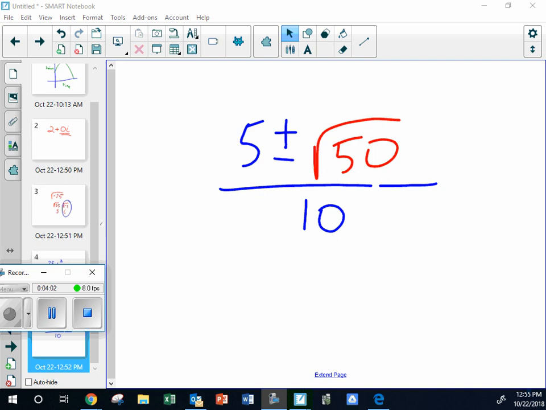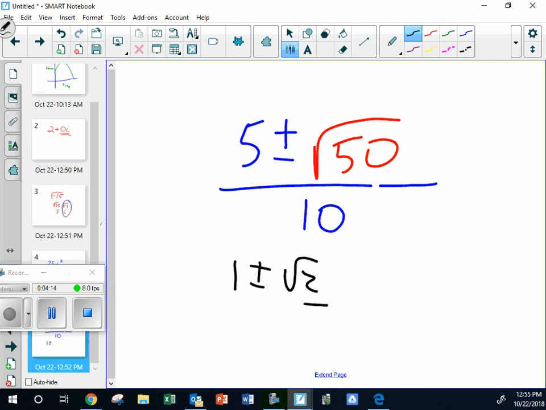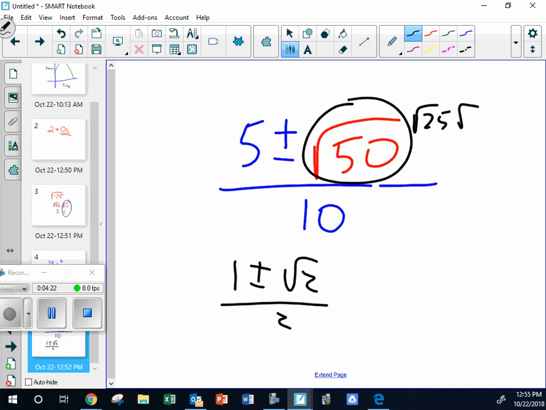Row 5, 1, 2, 3, 4, 5, 6th person. 1 plus or minus square root of 2 over 2. Raise your hand if you got the same thing. Ooh, a lot of you did. Awesome. If you didn't, let me explain quick. That's square root of 25 and the square root of 2. And then that's 5 root 2.